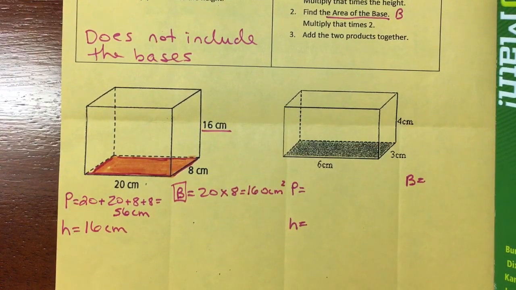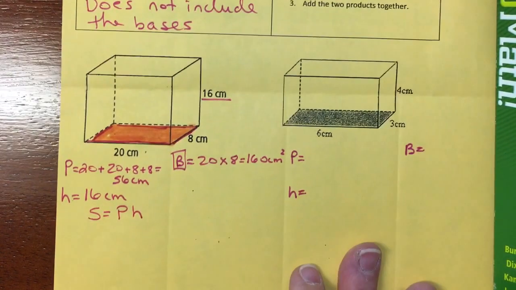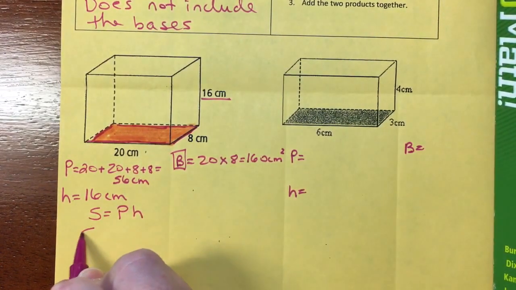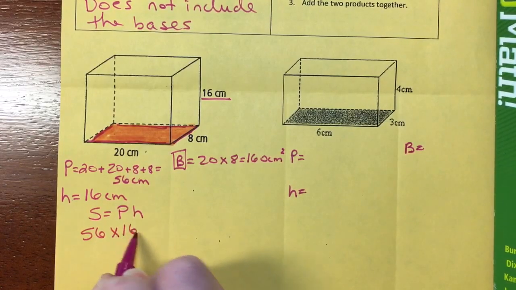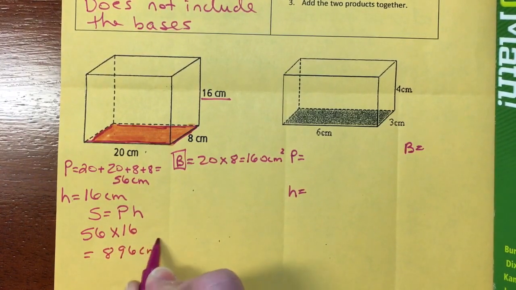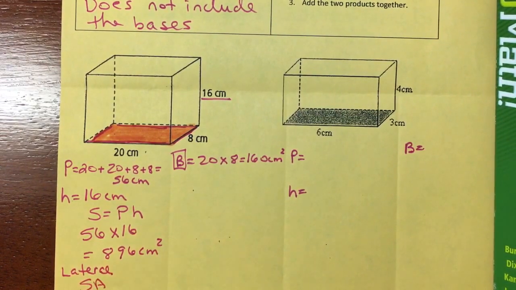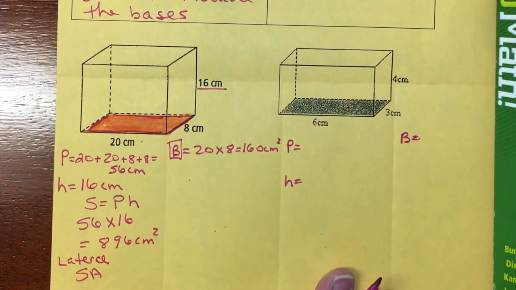So now we can use our formulas. To find the lateral surface area is perimeter of the base times the height, and we just figured those out. That's 56 and 16. Multiply that together, and I get 896 centimeters squared because we're talking about area, so we're back to square units. So my lateral surface area is 896.